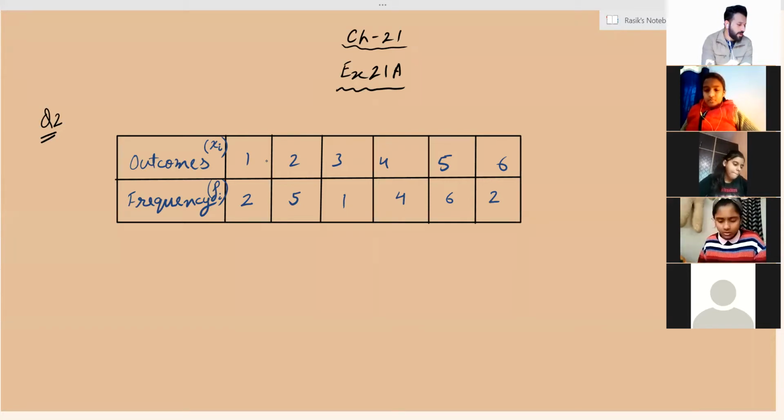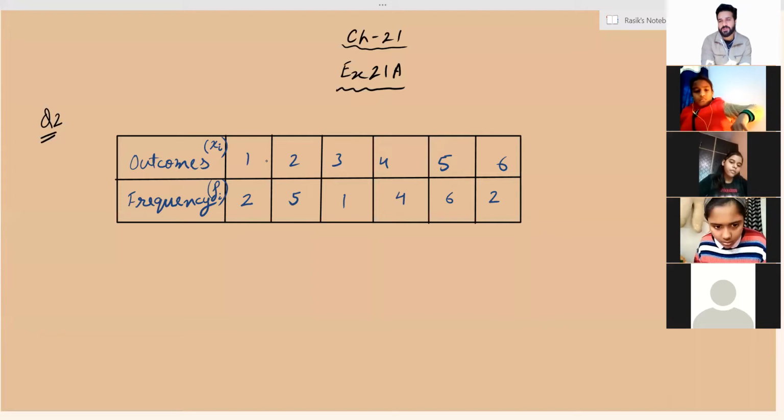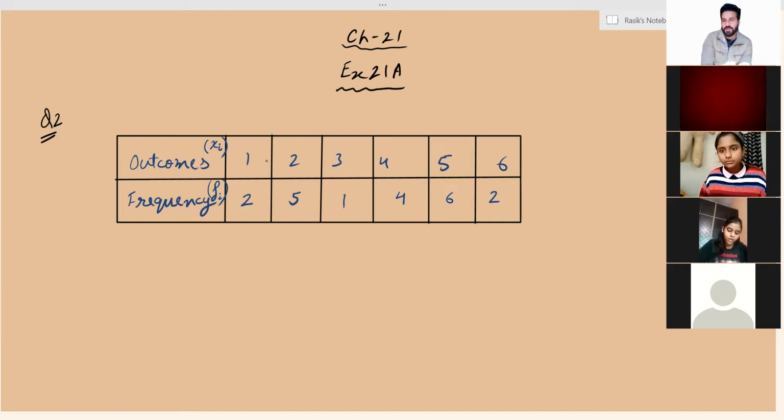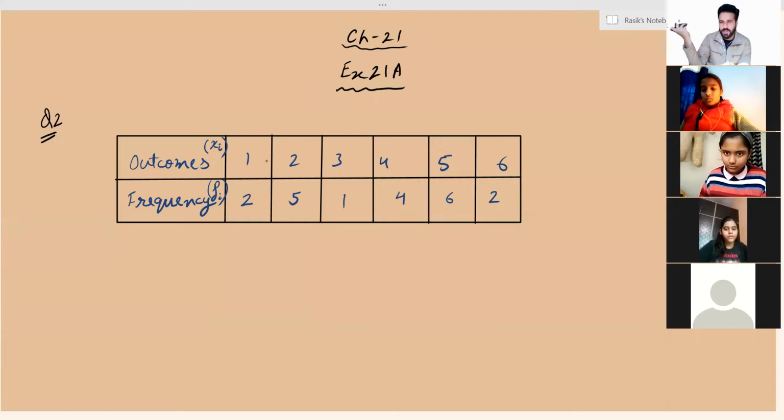Data means information in the form of dash figures, numerical figures. When the information is in the form of numerical figures, in the beginning I told you numbers. If I have collected numerical figures, for example, weights of students, heights of students, or anything else, that is called data. So this was the definition of data. Numerical figures.